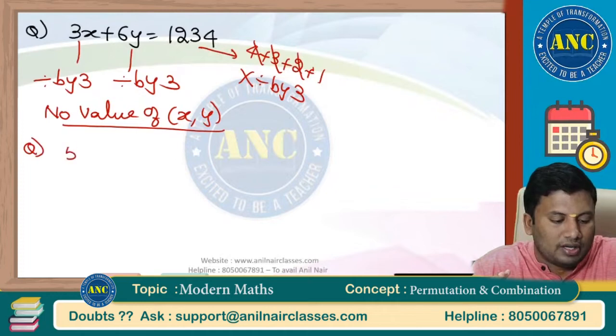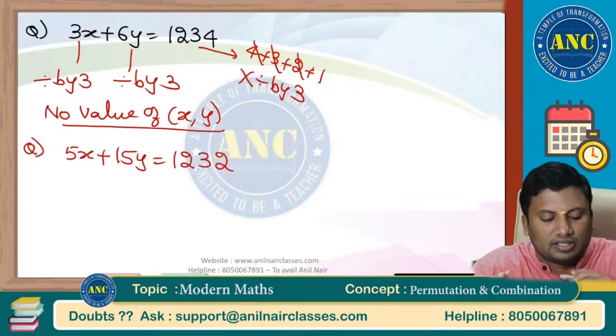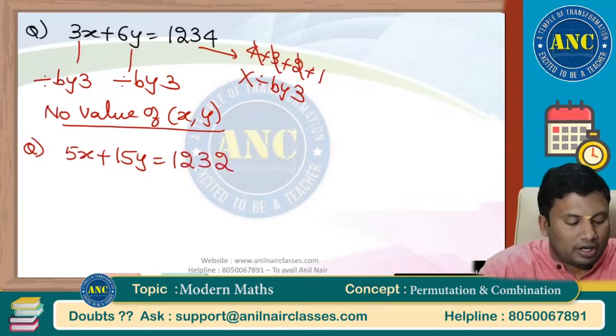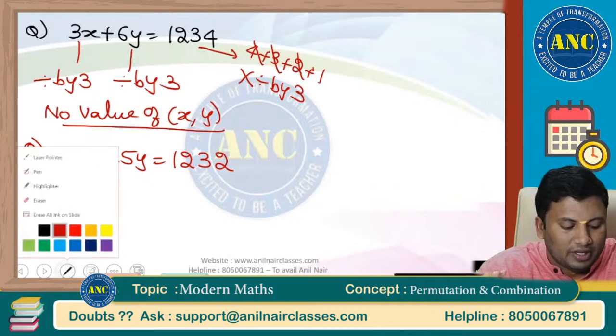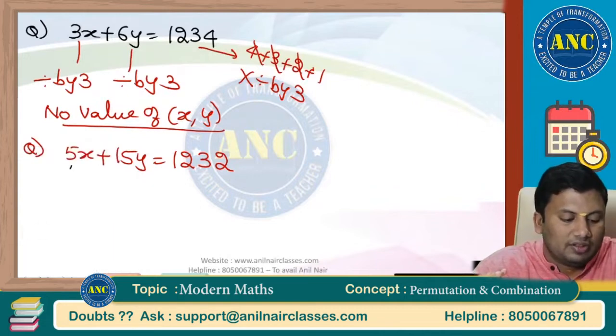One more question. 5x plus 15y equals 1232. Now see here. 5x plus 15y are nothing but divisible by 5.